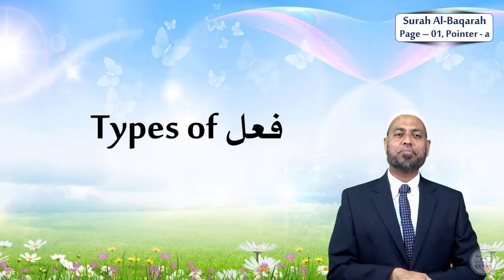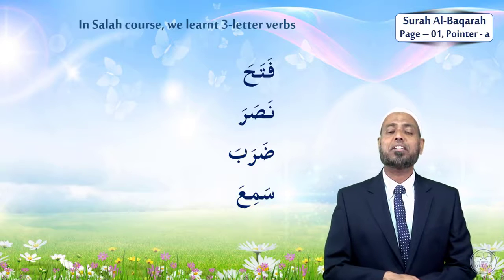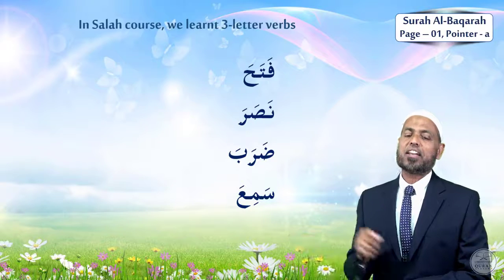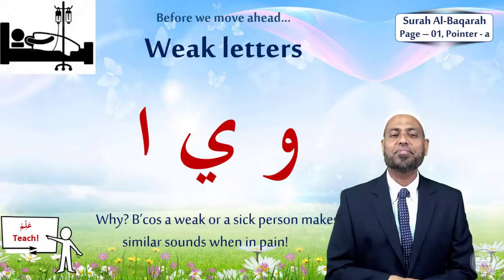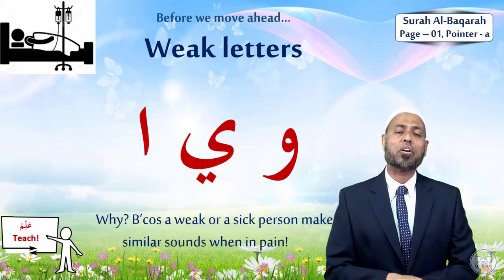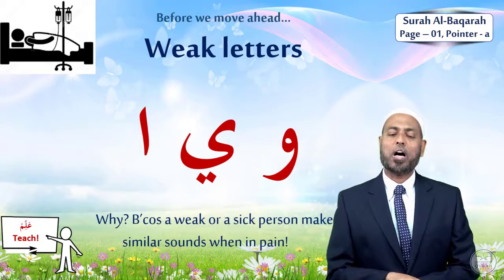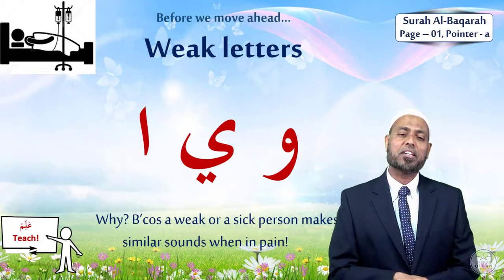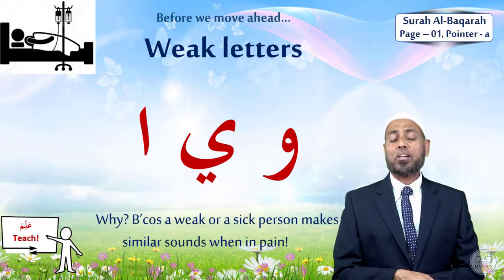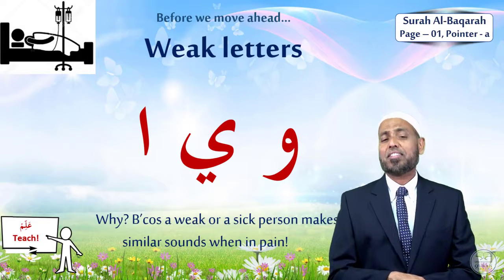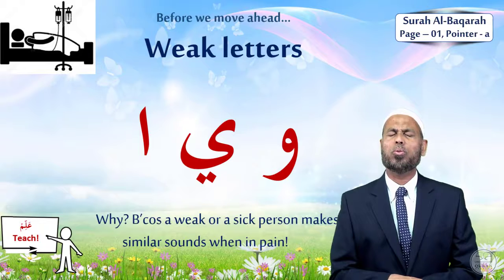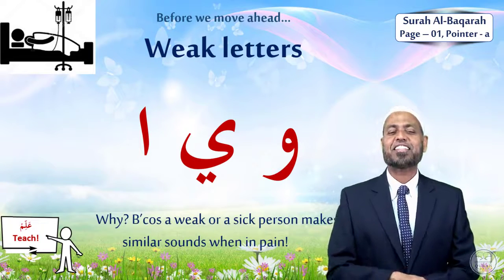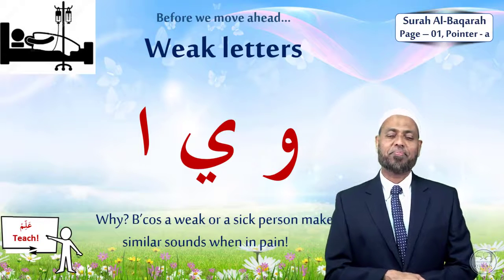Let's take types of fi'l. In Salah course, we learned 3-letter verbs. For example, fataha, nasara, daraba, sami'a. Before we move ahead, let us talk about weak letters, waw, ya, alif. Why are they called weak letters? Because when a person is weak or sick, he makes such sounds out of pain. Ooh, ee, ah, and that's the reason these letters are called weak letters.